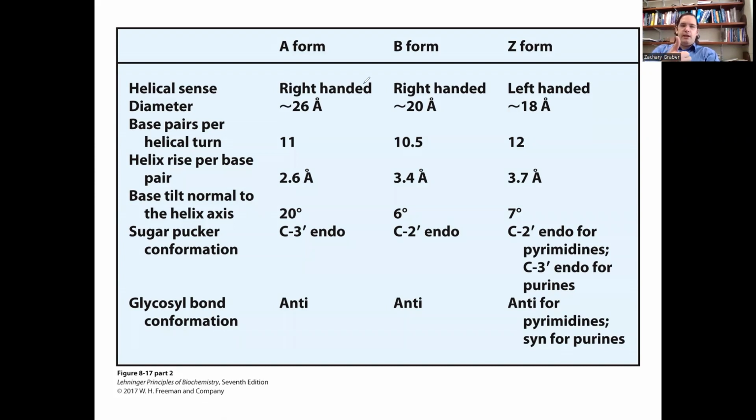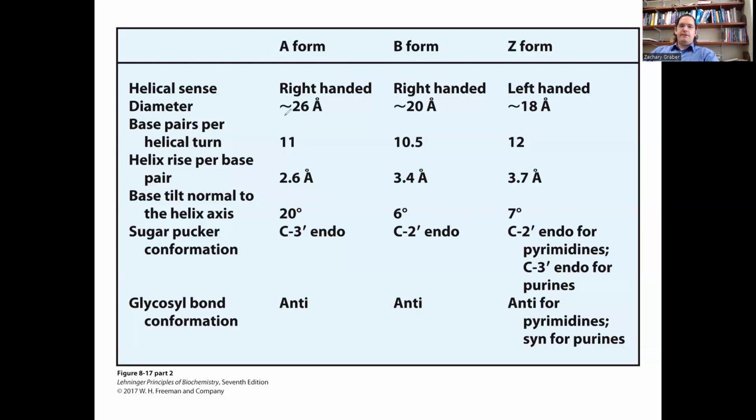For a right-handed helix, you would point your right hand with the thumb pointing along the direction that your helix is proceeding, and then you would curl your fingers, and that's the direction of the coiling of our helix. So the A and B form are both right-handed, whereas our Z form is a left-handed helix. So it's curling in the opposite direction from our other helices.